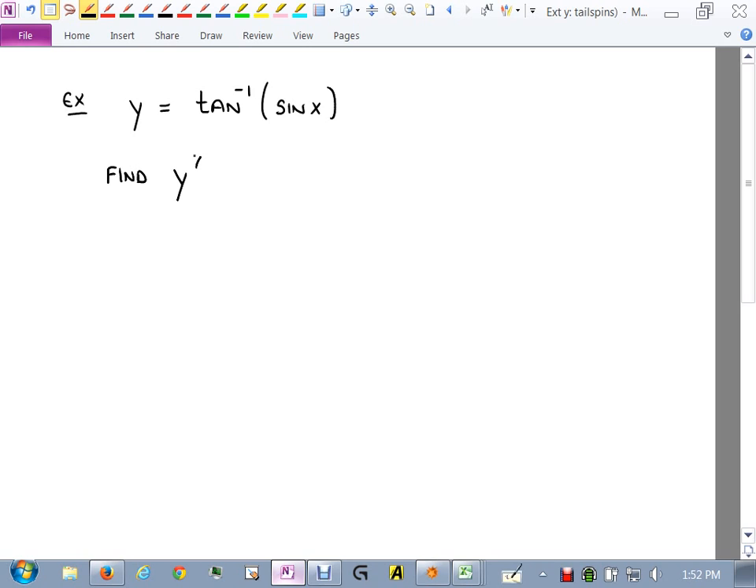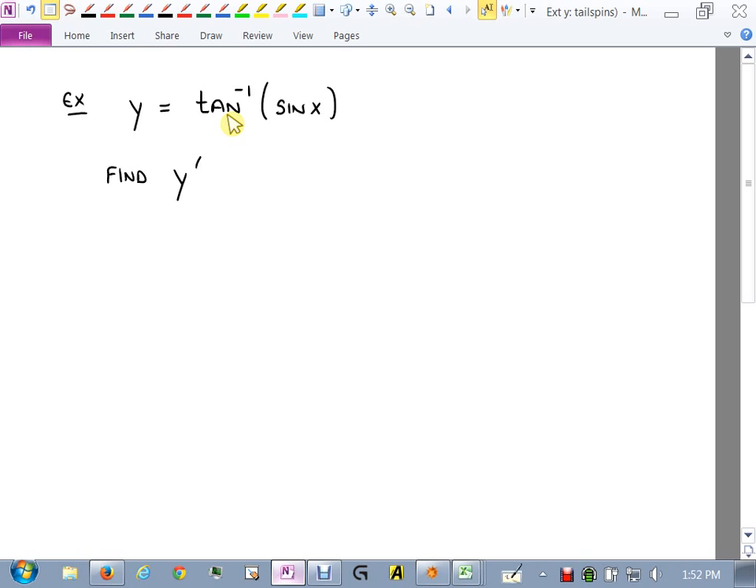Well, the first thing you have to realize is that this is composition. You have a function inside of another function, right? You have sine x sitting inside of arctangent x, so arctangent x is the last function on the outside of the onion, right? So when we take a derivative, we start on the outside, we work our way in.